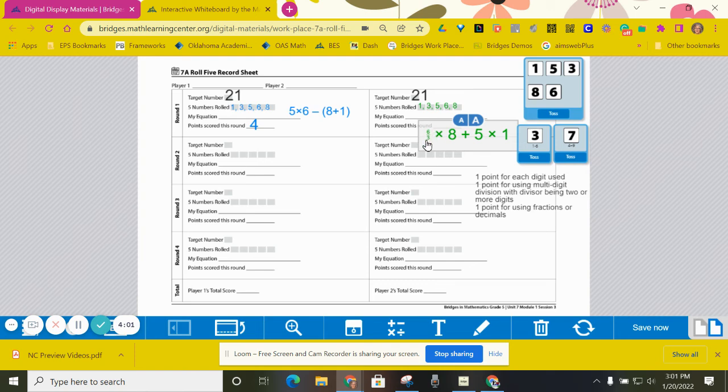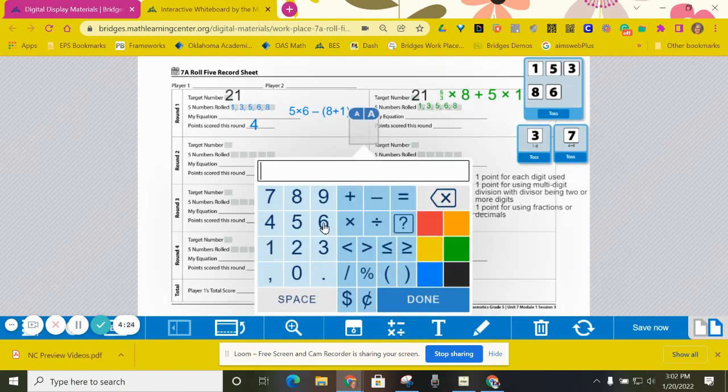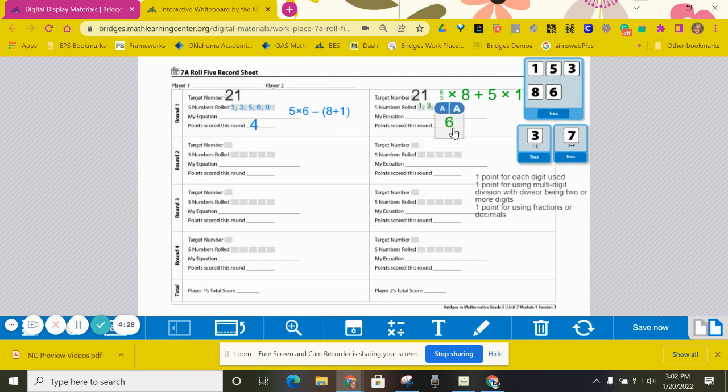6 over 3 is 6 divided by 3, which is 2. So 2 times 8 would give me 16 here on this side. And then 5 times 1 would give me 5. And 16 plus 5 is 21. So this person got 6 points. So let's give them 6 points here. And you would just continue.